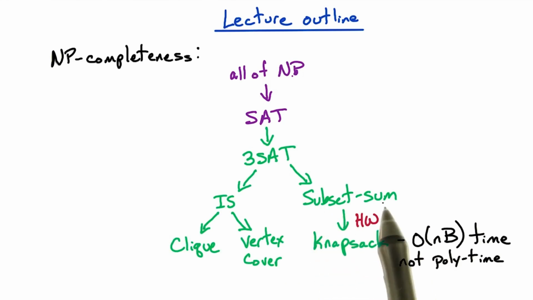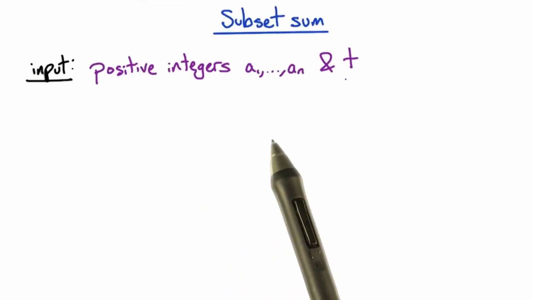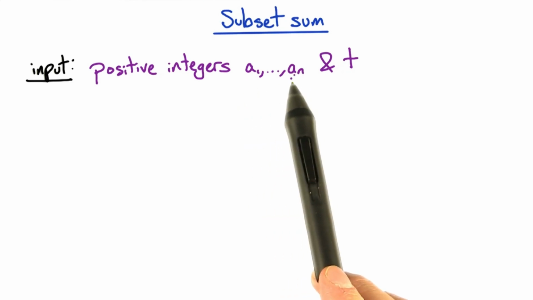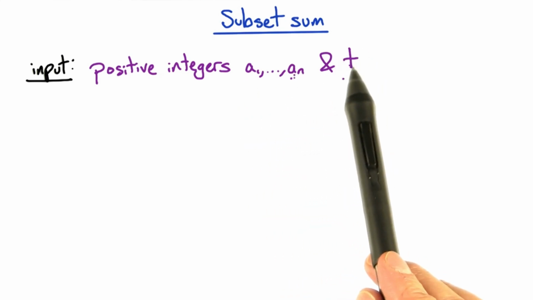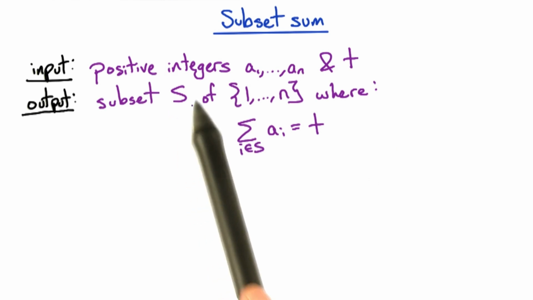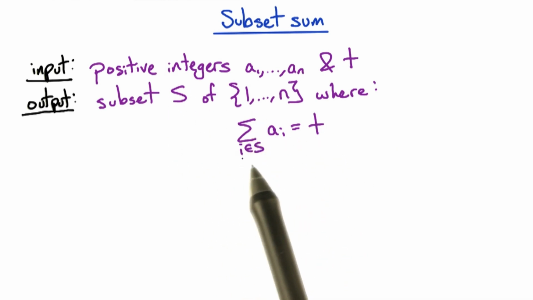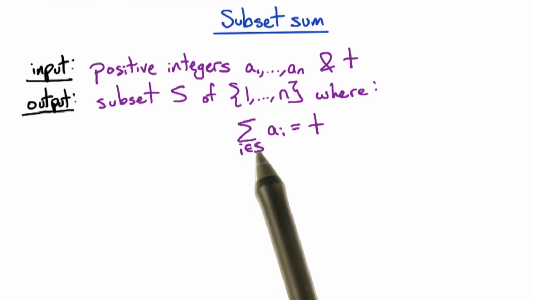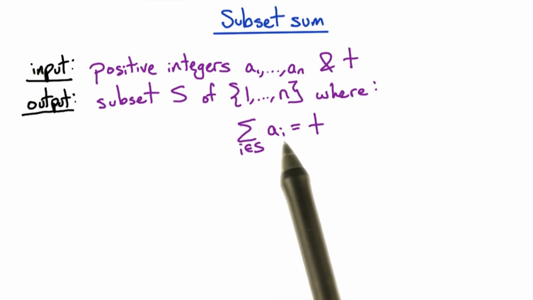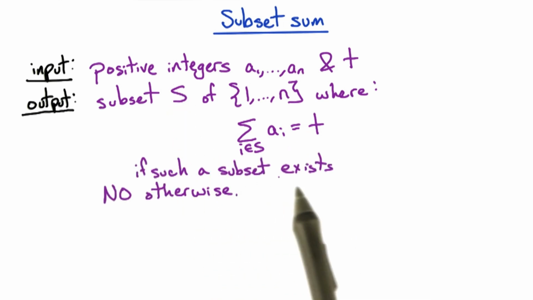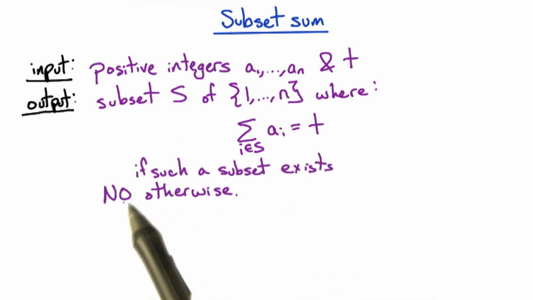Let's prove that the subset sum problem is NP-complete. Let's start with the definition of the subset sum problem. The input to the subset sum problem are n positive integers, which we'll denote as a1 through an, and one additional integer, t. Our goal is to find a subset of numbers which sum up to exactly t. So we want the sum over the indices in this subset of the corresponding numbers to be equal to exactly t. We output such a subset if it exists, and otherwise we output no.